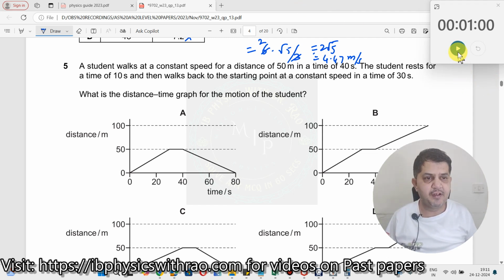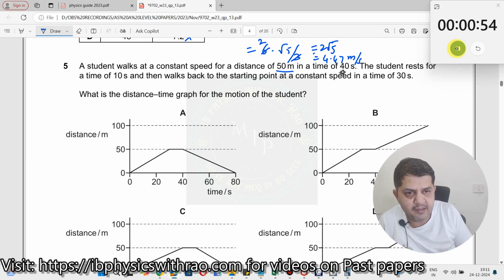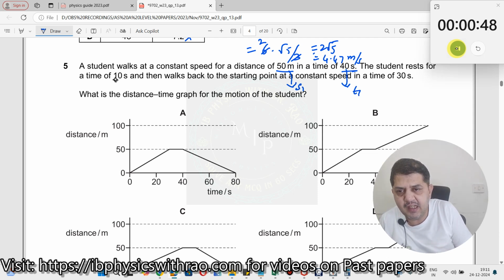Okay, question number 5. A student walks at a constant speed for a distance of 50 meters in a time of 40 seconds. 50 meters, 40 seconds. Distance S1 is given, time T1 is given. Okay, the student rests for a time of 10 seconds.